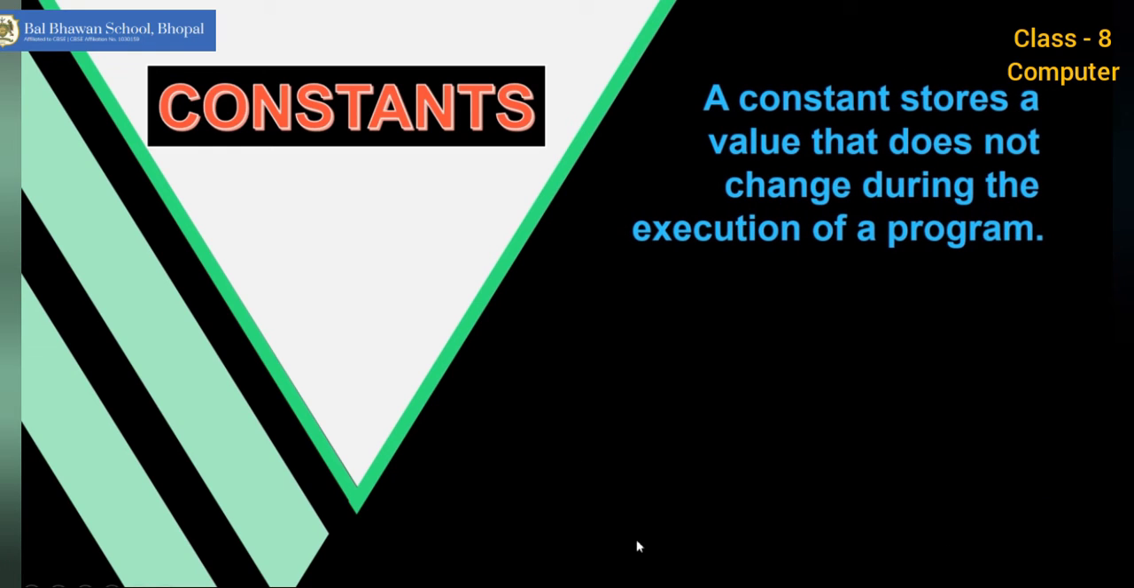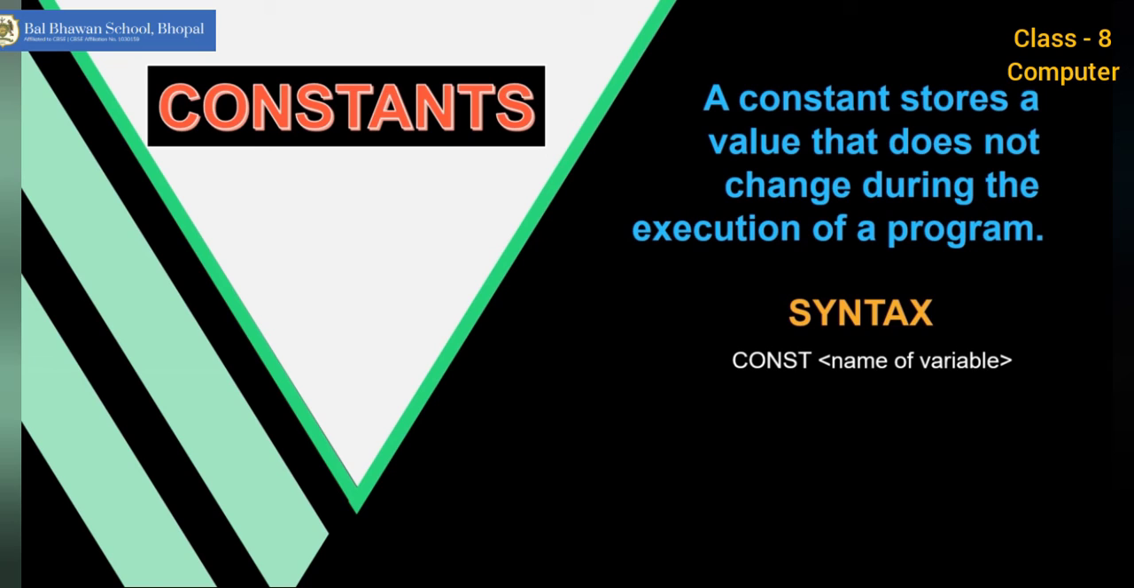Our next topic is constants. A constant stores a value that does not change during the execution of a program. There are few values which we want to keep permanent. For example, the value of pi. We don't want to change this value. So instead of writing the value again and again, we can make it a constant value.